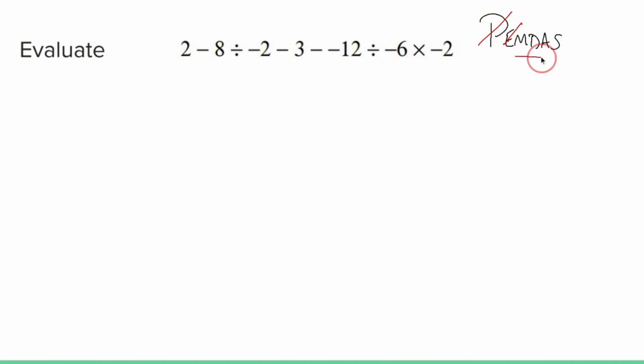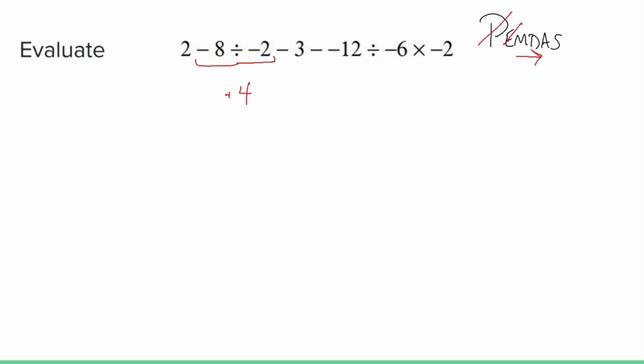Then you do multiply, divide, left to right. This does not mean you multiply stuff first, then divide. This means you scroll left to right, and whatever you hit first, you're going to do first. So what I see first is negative. Ooh, negative, not just 8, -8 divided by -2. So that part becomes +4.